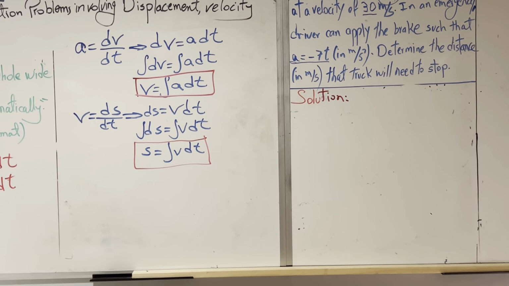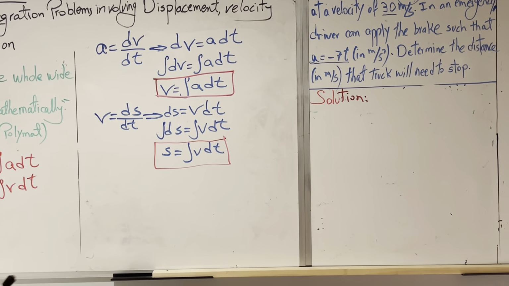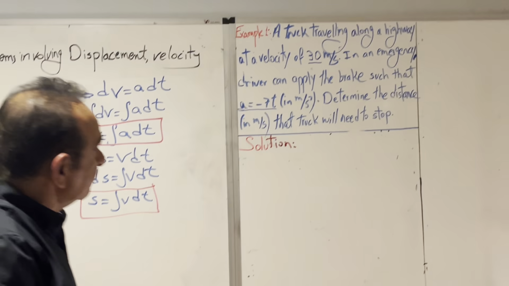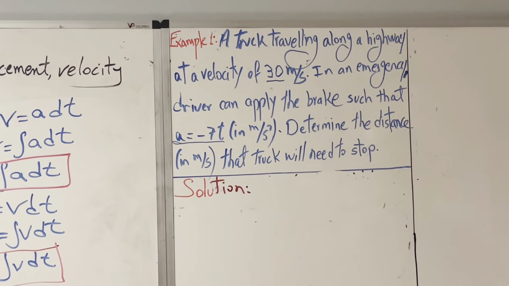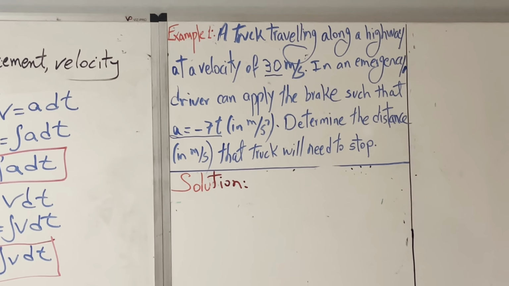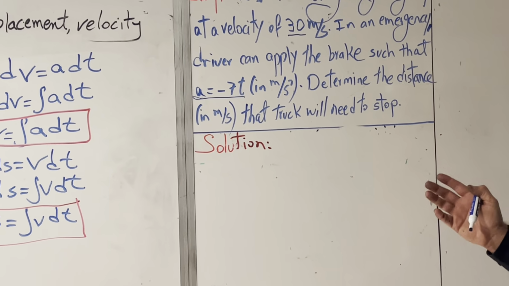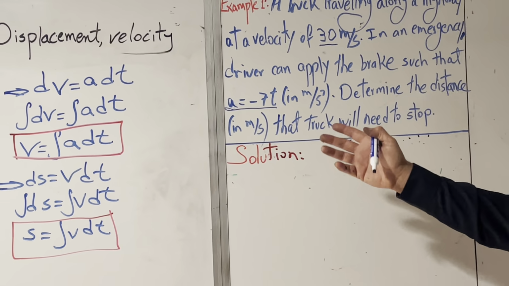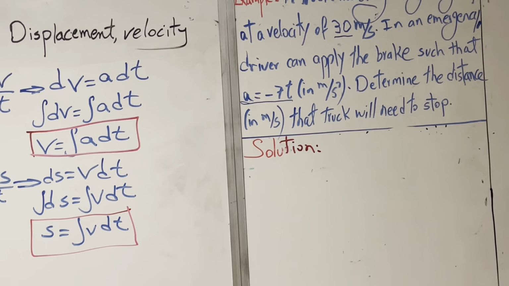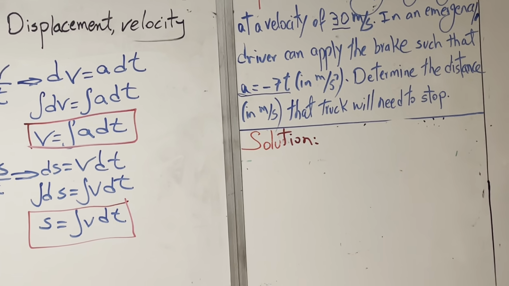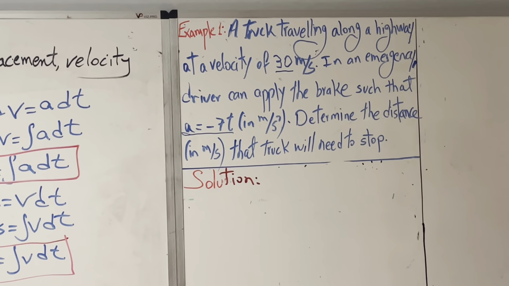We will work with a few examples to understand this concept better. Example 1. A truck is traveling along a highway at a velocity of 30 meters per second. In an emergency, the driver can apply the brakes such that the acceleration will be a is equal to minus 7t meters per second squared. Determine the distance in meters that the truck will need to stop.